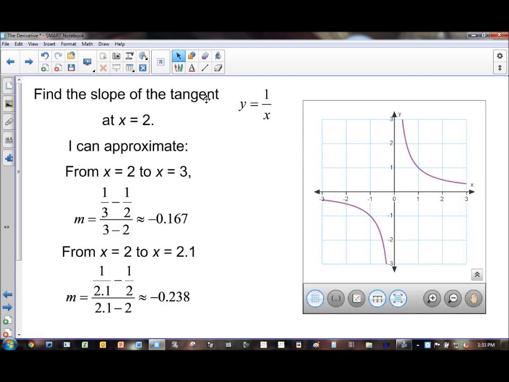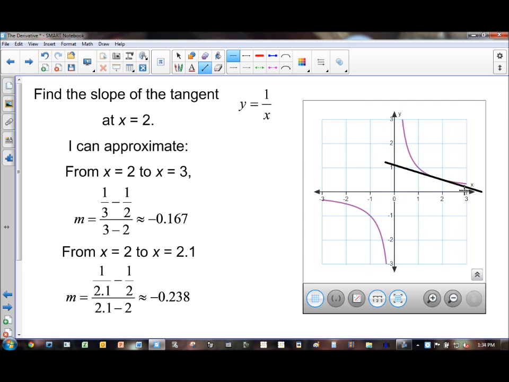All right, so let's say I wanted to find the slope of the tangent of this curve. This is the curve y equals 1 over x. There it is. All right, and I want to know the slope of the tangent at x equals 2. Let's talk about what a tangent is. There's x equals 2, and you can kind of see where the curve is at x equals 2. So what I'm trying to do is draw a straight line that touches the curve only once, and it represents how steep the curve is at that point. All right. So here's what we would do.